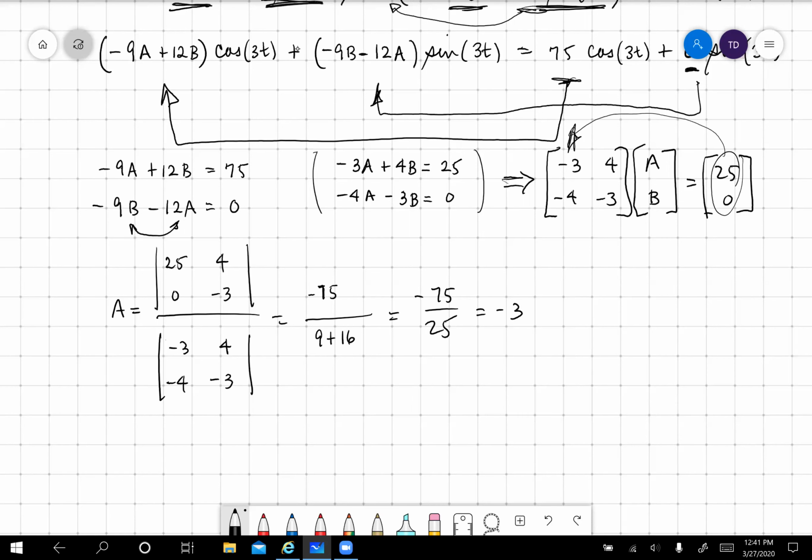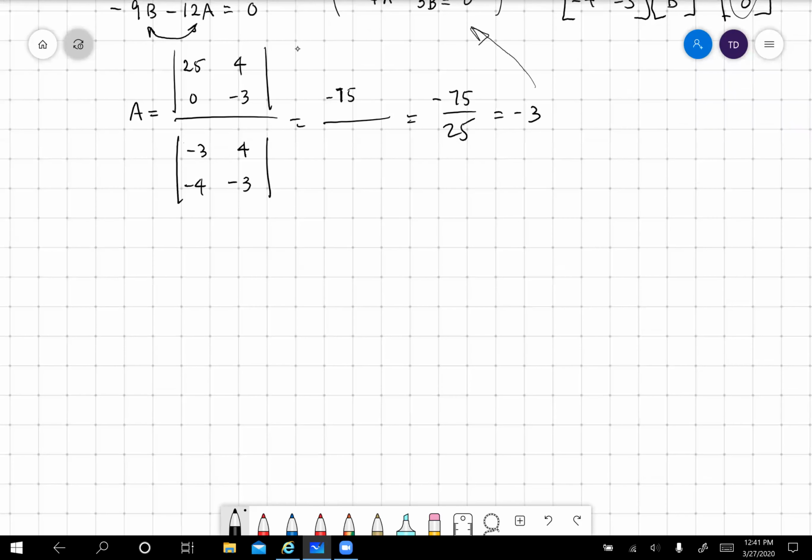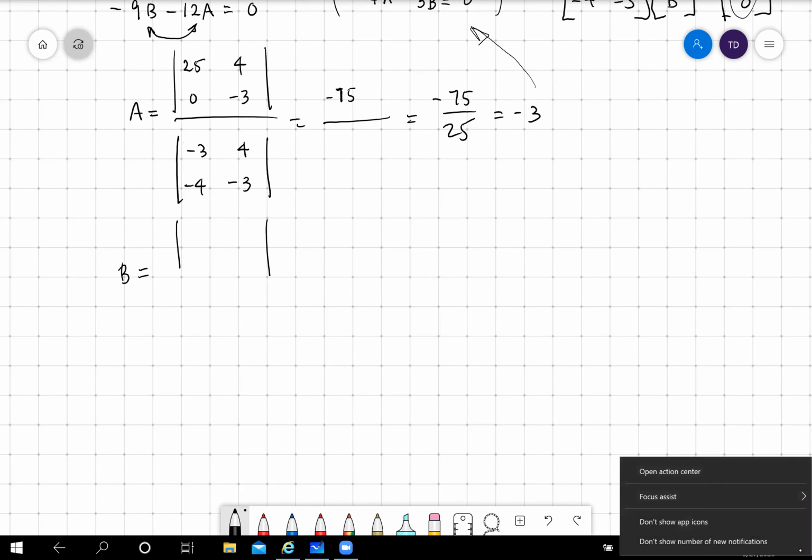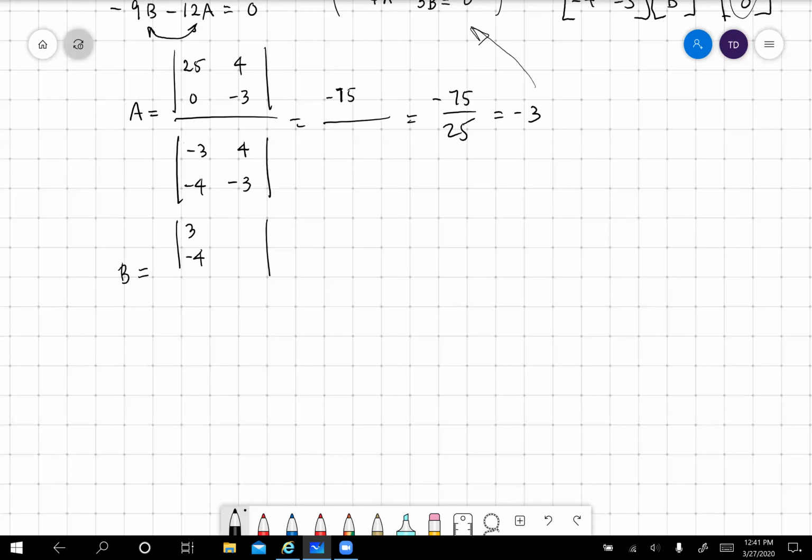Now you have two options. One option is continue to use Cramer's rule, which I will do, or it's to substitute this into any of these equations. So you can do either one of them. I think they're both fairly easy to do. So b is equal to, in this case, it's 3 minus 4. It's 25, 0 here. And down here in the denominator, we're going to get the same 25. So this is equal to 100 divided by 25, which is equal to 4.